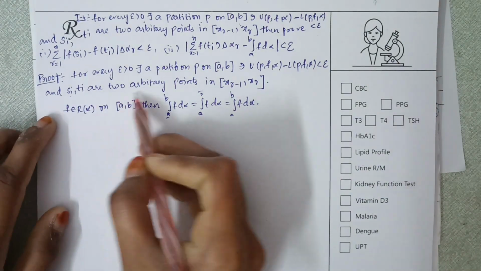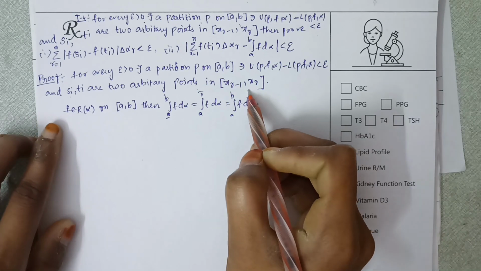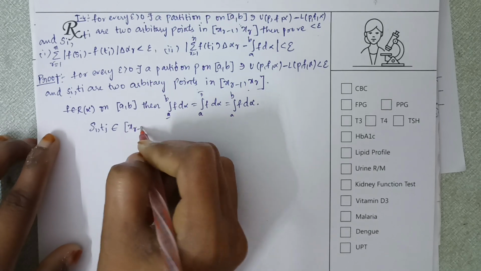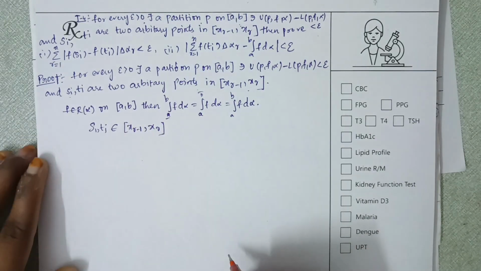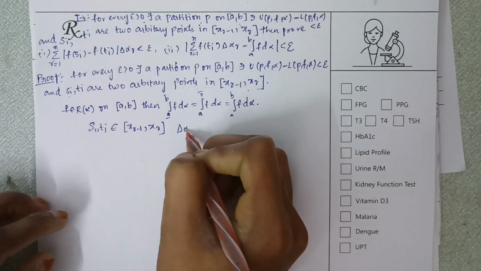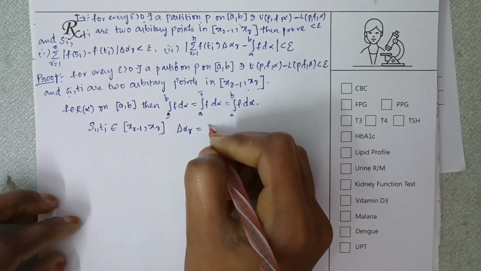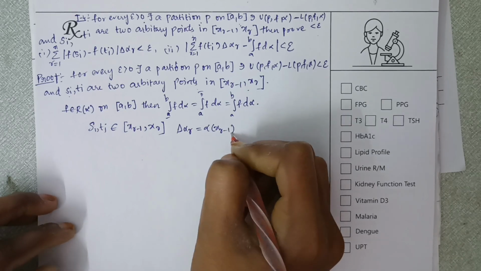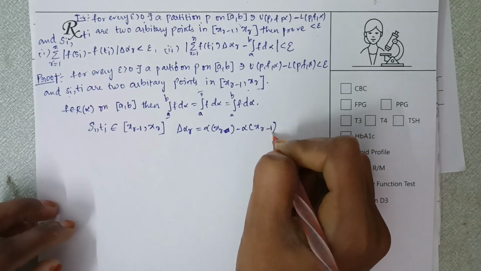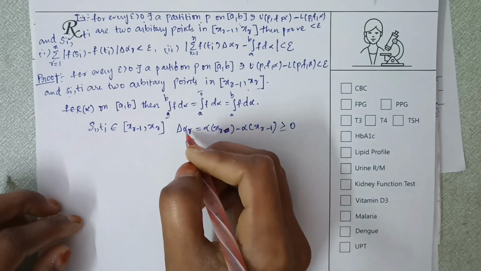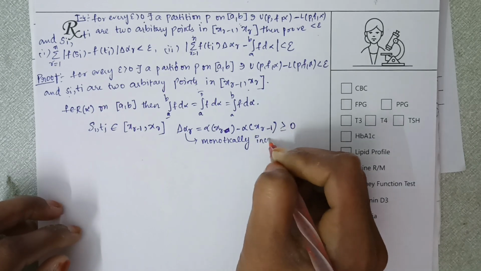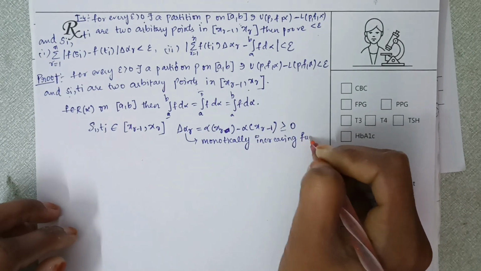And again here, Si, Ti are two arbitrary points in this closed interval, we can write Si, Ti belongs to [x_{r-1}, x_r]. And from the definitions and formulas of Riemann-Stieltjes integral we know that delta alpha r is equal to alpha of x_r minus alpha of x_{r-1}, which is always greater than or equal to 0, and this alpha is a monotonically increasing function.